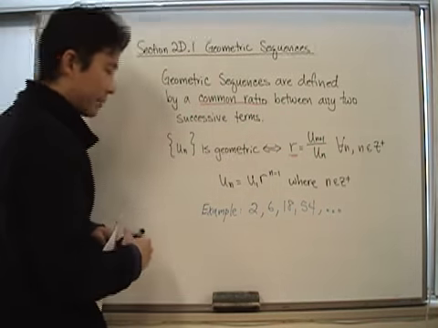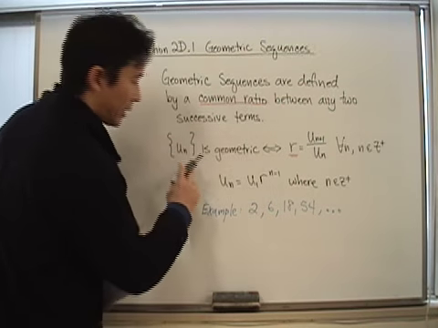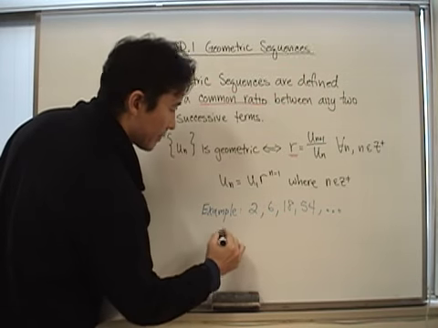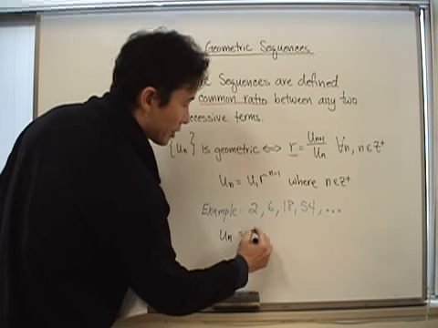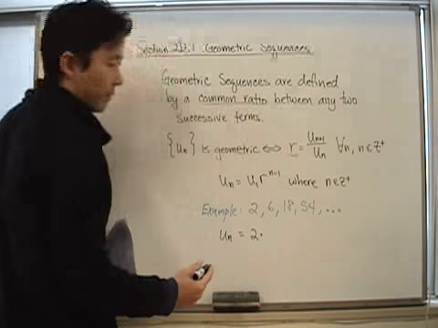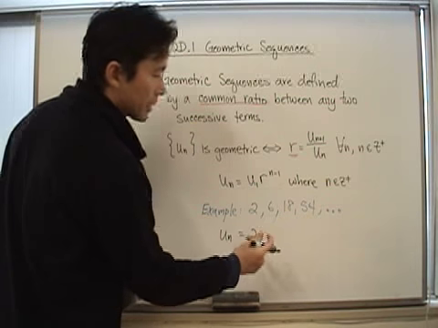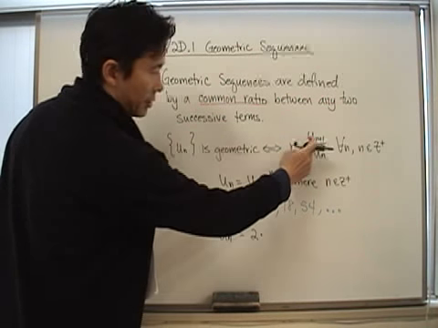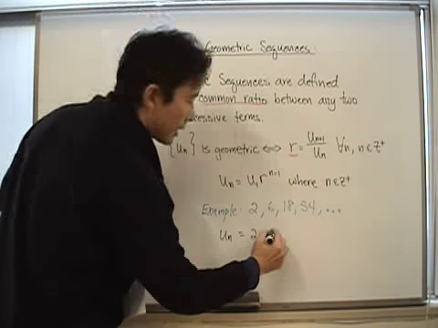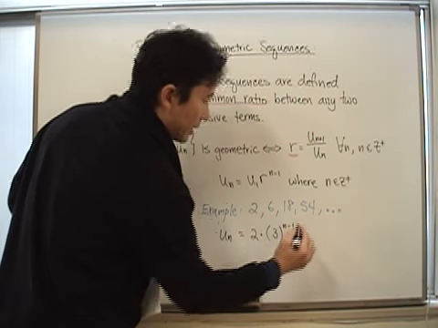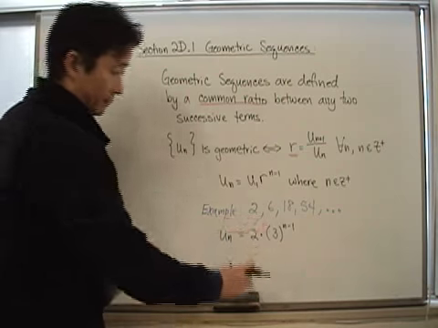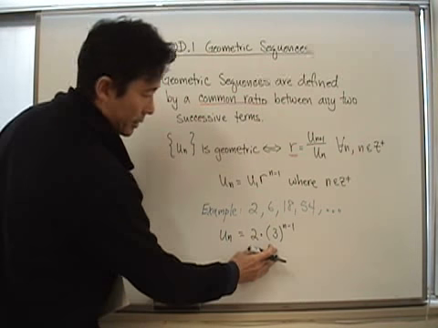So what we can do then is ask, what exactly is the representation of that sequence? It's going to be u sub 1, which is 2, times whatever the ratio is, and we already said that the ratio, u sub n plus 1 divided by u sub n, is just going to be 3, raised to the n minus 1 power. So, there you go. This is what it is going to look like.